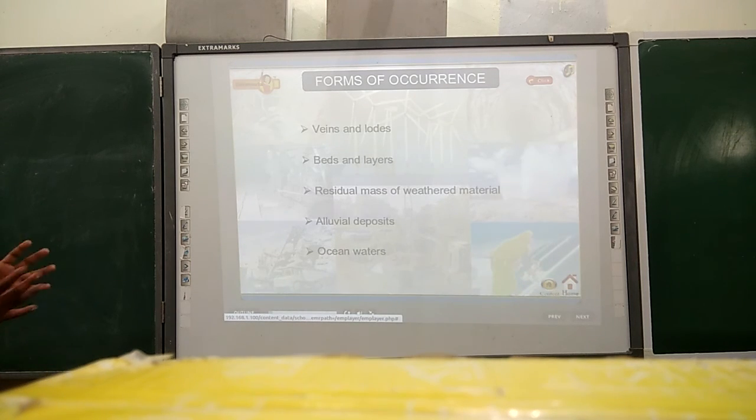Now, let us see each word. What are veins and lodes? What are beds and layers? What are residual mass of weathered material, alluvial deposits, and ocean waters? Each word let us see.